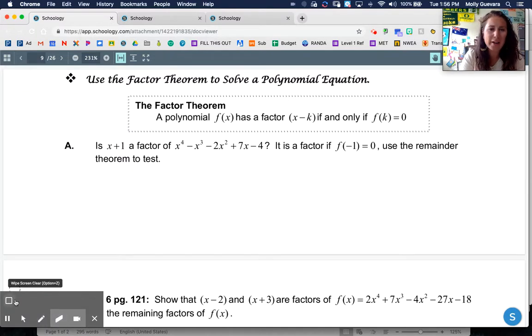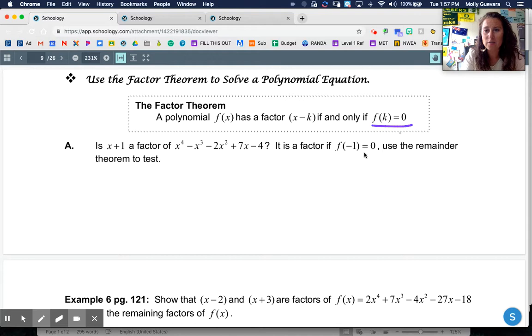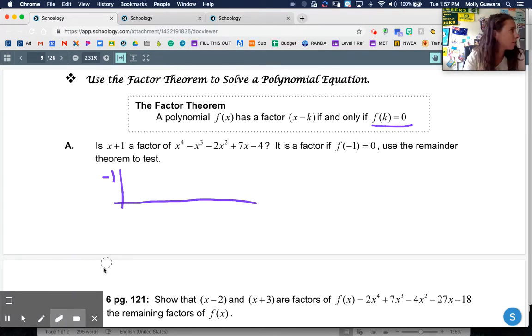So what the factor theorem tells us is that if I use synthetic division, and I divide by a potential factor and I get a remainder of 0, then it is a factor. So if I get a remainder of 0, then it is a factor. Okay, so let's look here. If I divide by -1, right, because that's my actual c is -1, and then I have, not x.